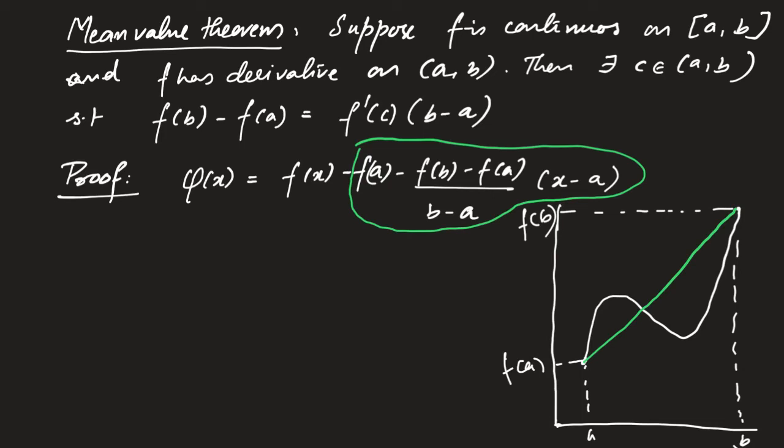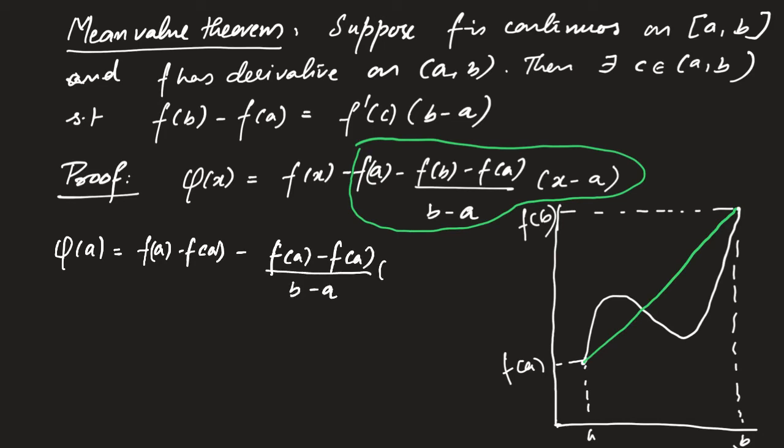But that might or might not be easily visualizable for you, but at least we can easily check that phi satisfies the conditions for Rolle's theorem. So if you look at phi of a, it is equal to f of a minus f of a minus (f of b minus f of a) by (b minus a) into (a minus a). So this quantity is equal to 0, this quantity is equal to 0 and this quantity is equal to 0. So this whole phi of a is equal to 0.